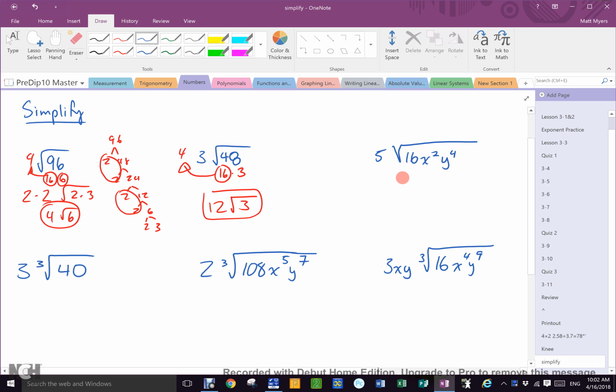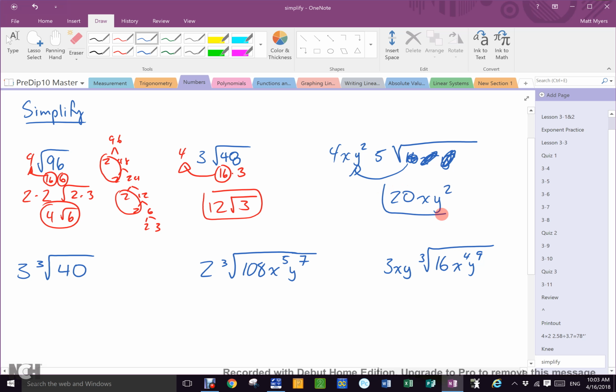16x squared y to the fourth. Well, what's the square root of 16? 4. So out comes 4. How many x's can I get out of there? 1 x, because there were 2 under there. How many y's can I get out of there? 2, because there were 2 y's under there. Anything left under there? No. What do I do with all the coefficients? Multiply them. 20x y squared.